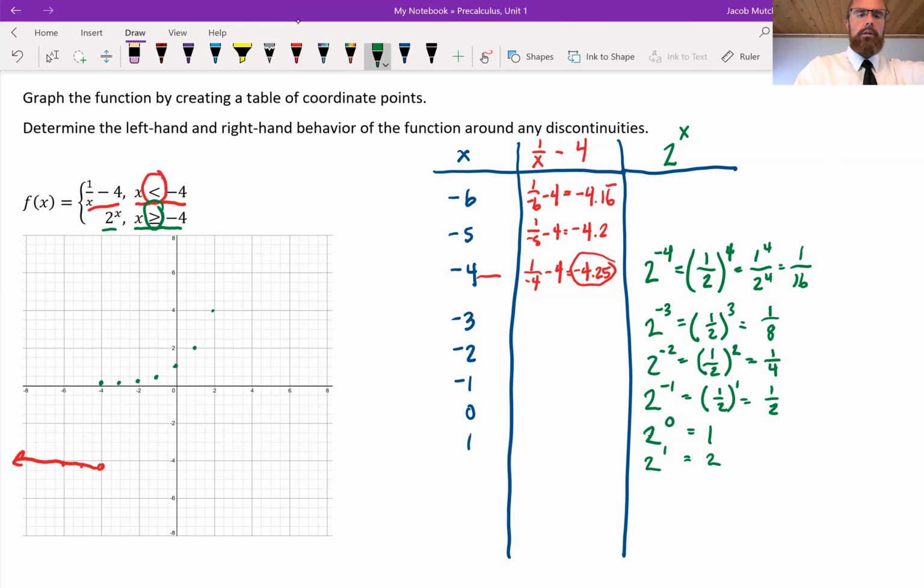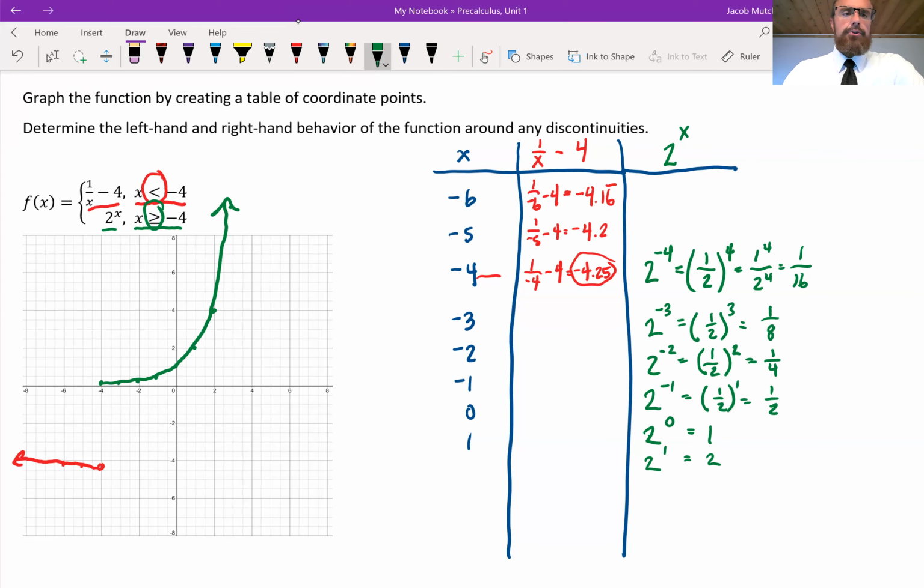2 squared is 4. 3 squared is 9, and so forth. So that right-hand side shows the exponential growth very clearly. So we've done that first task. We've graphed the function by creating the table of coordinate points.